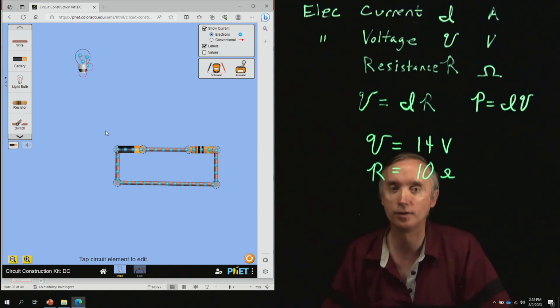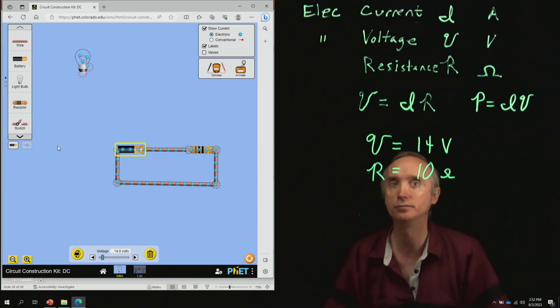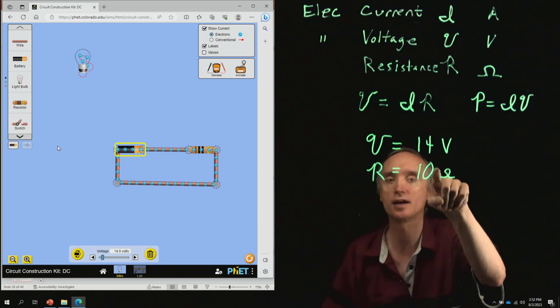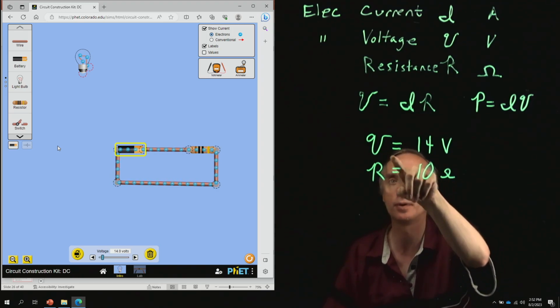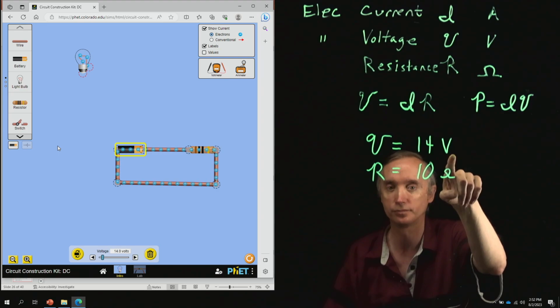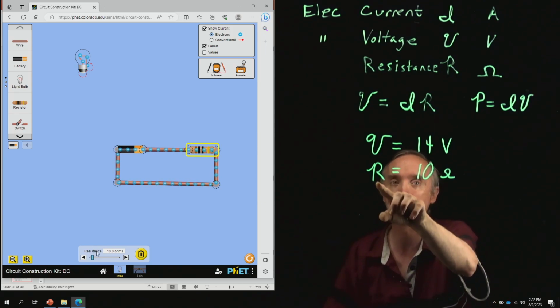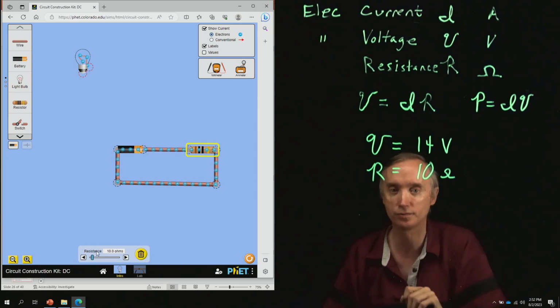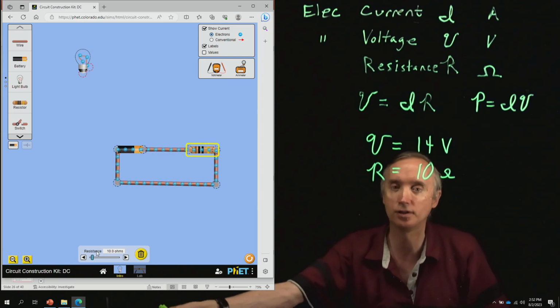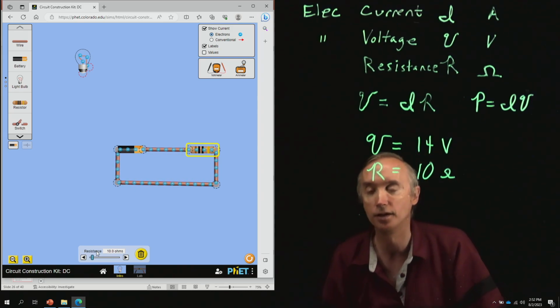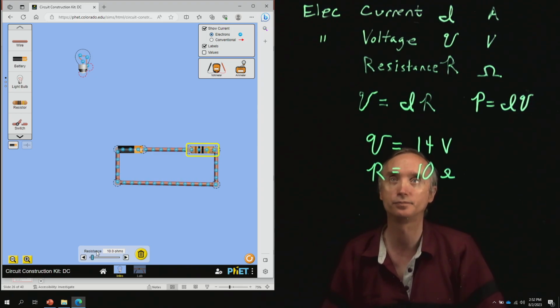You can see the electrons moving around. All right, and then what I have chosen was, again, I clicked on the battery, and I set it so that the voltage on the battery is 14 volts. Okay, then if I click on the resistor, down here at the bottom, it says that the resistance of the resistor is 10 ohms. So let's calculate what should be the electrical current in the system.